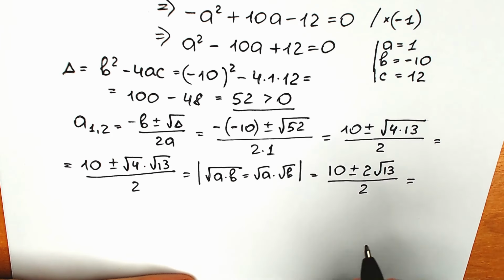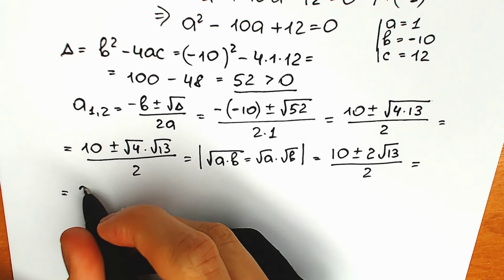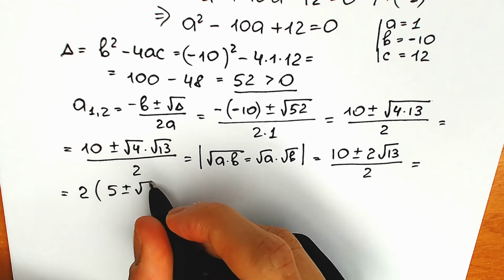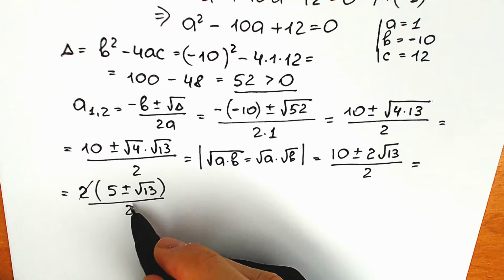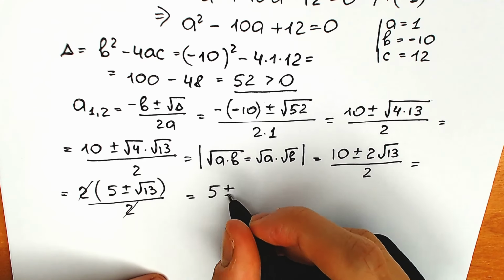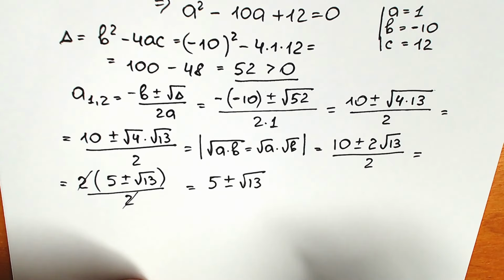And in the end, let's do a really tricky move. Let's divide it by 2. So let's factor 2 from the numerator. In parentheses, we have 5 plus minus the square root of 13. And we divide it by 2. As a result, we can easily cancel these 2. And our final answer is 5 plus minus the square root of 13. So this is our a first and a second.